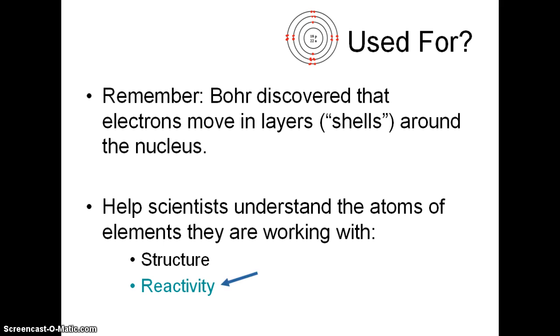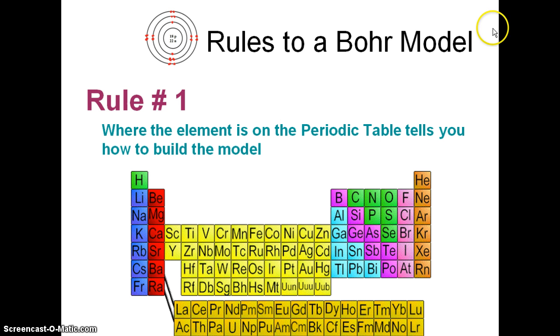And so some of the advantages of a Bohr model, and why we still use them today, is to help scientists remember and work with the structure of the atoms of each element, as well as reactivity. It really helps visualize the reactivity of the atom, and therefore how it's going to react with other elements, and so on and so forth. All right, so get ready. Here's what we need to start writing.